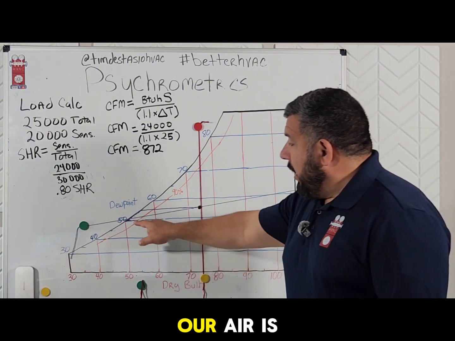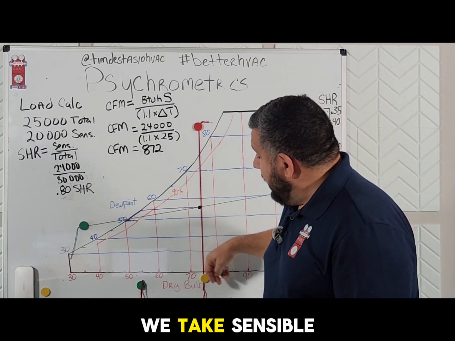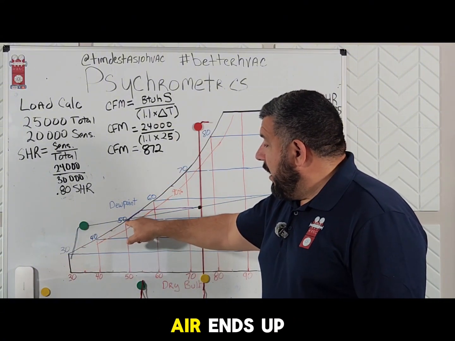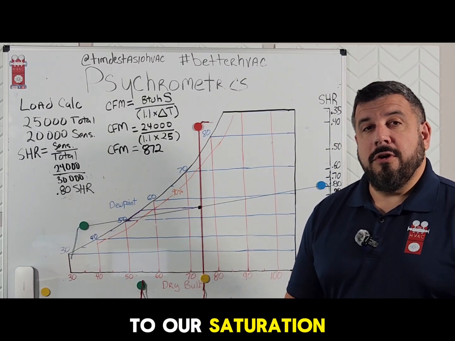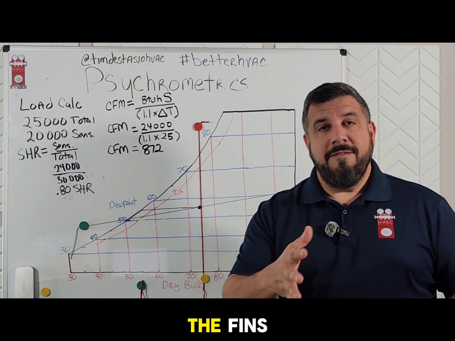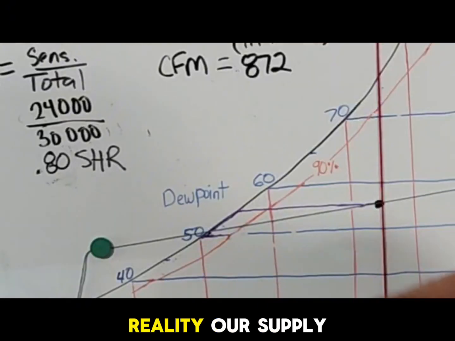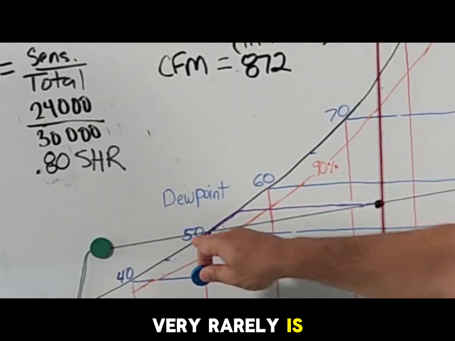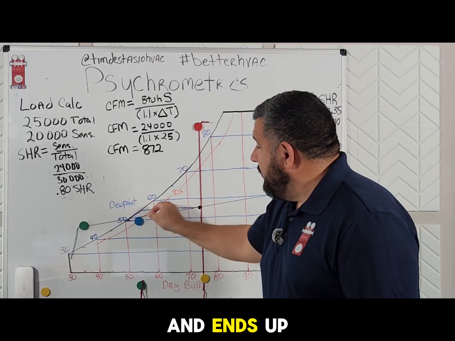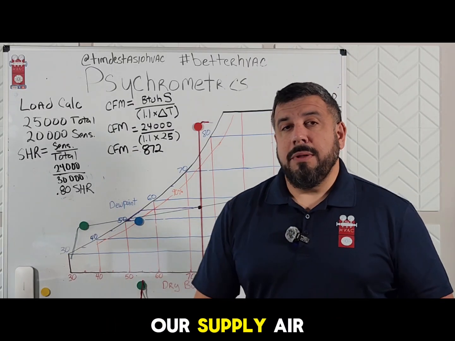Now, in reality, our air is going to be somewhere around the saturation line, because when we cool our air, we take sensible heat away from it until we hit the saturation curve, and then we slide down the curve. And so our air ends up being really close to our saturation curve. Now, a little bit of air bypasses the cooling coil, either gets around it or goes through the fins, and for the most part, just a little bit of air remains unaffected. And so in reality, our supply air conditions very rarely are exactly on the saturation curve. Usually we have to backtrack a little bit, and it ends up being around the 90 to 95% relative humidity curve. That's usually where our supply air ends.